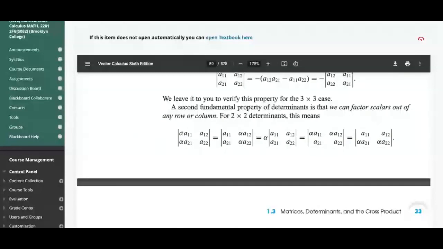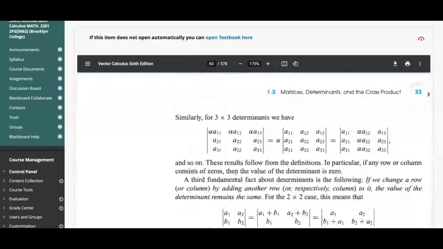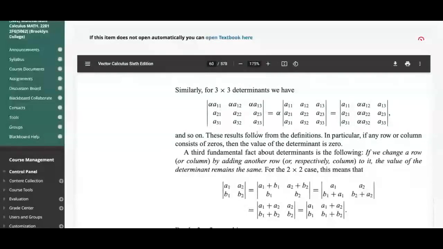Scalar multiplication. If in the same row or in the same column we have a common factor, we can factor out the common factor. All right. Well, and also we see it's the same to put in any other row or any other column. It's the beauty of a matrix. Same thing for 3 by 3.